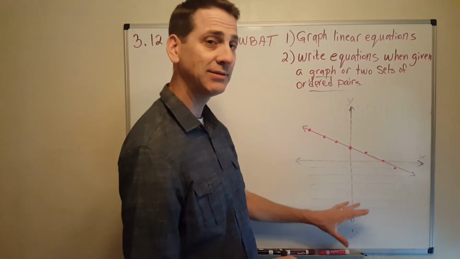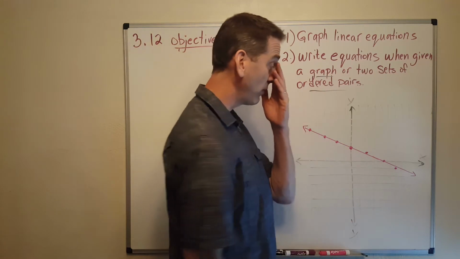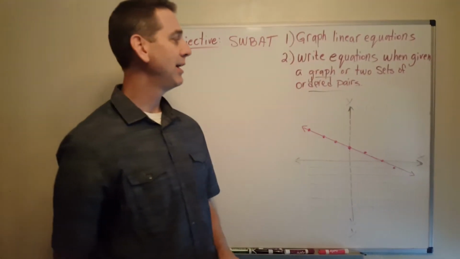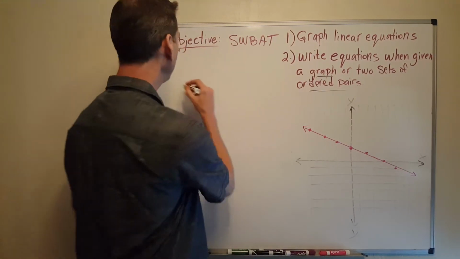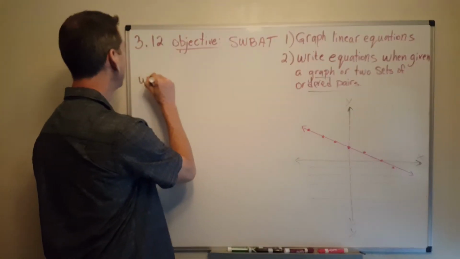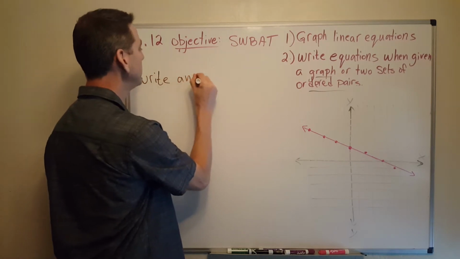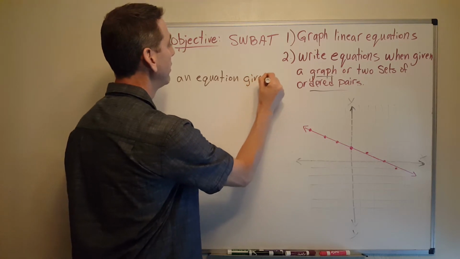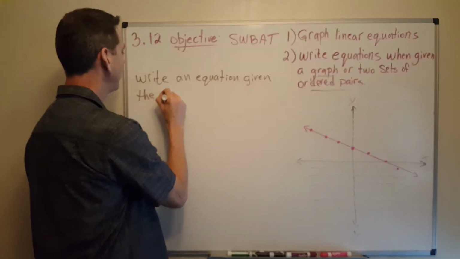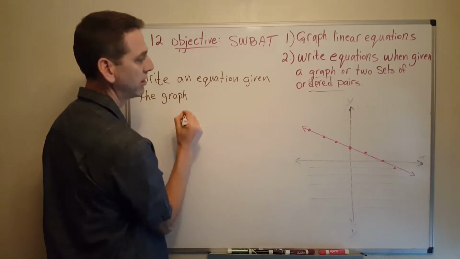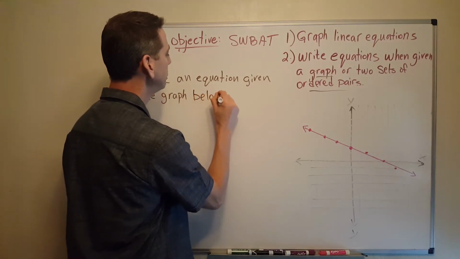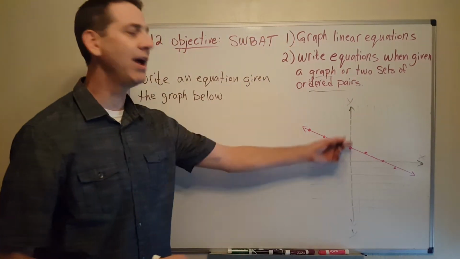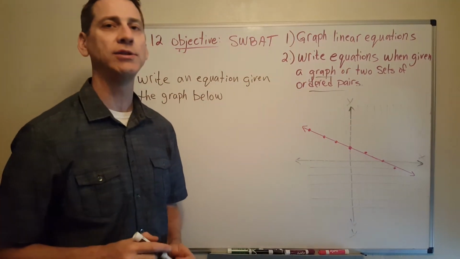I don't know how well you can see my coordinate grid here, but that pink line represents my graph. And here's basically the question. Write an equation given the graph, I'll just say below, or to the right. So those are your instructions. All I do is give you a graph, and I say, hey, write an equation.